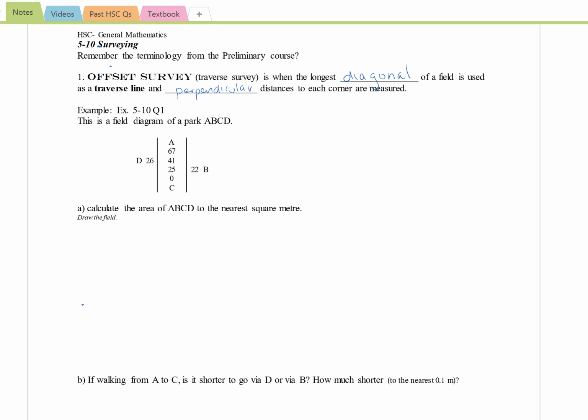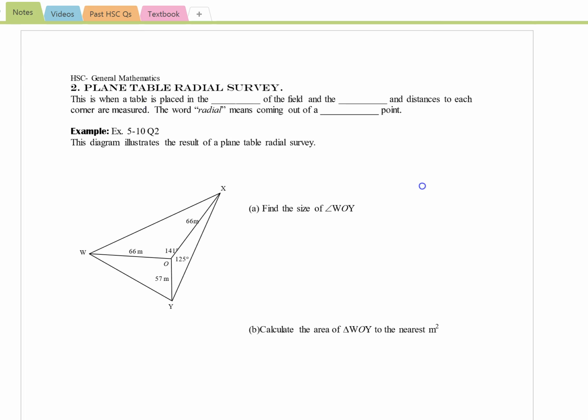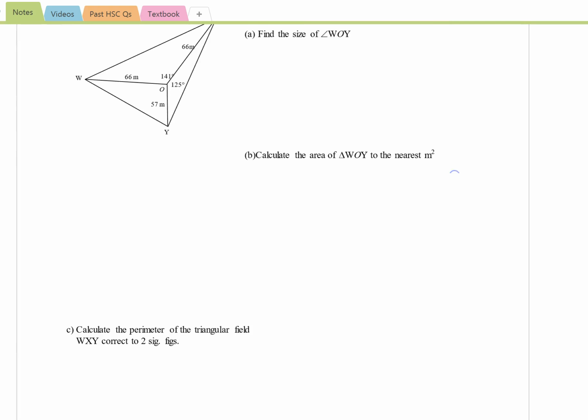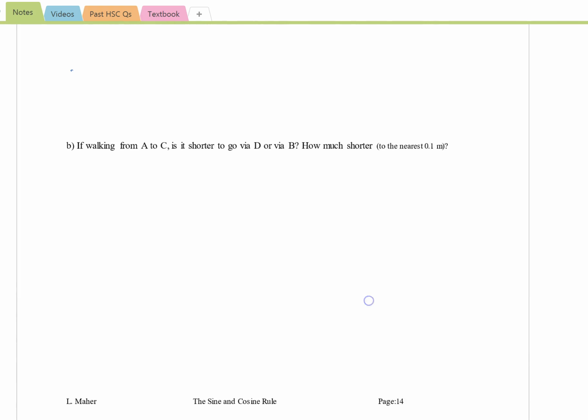Exercise 510 revisits a concept that you were first introduced to in the preliminary course, and that's the concept of surveying. In that course, you just looked at one method of surveying called the offset survey method or traverse survey method. What you'll see now is that you're going to look at another two more: the plane table radial survey and the compass radial survey methods. So that's 3 in total.